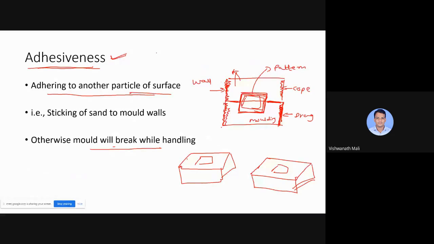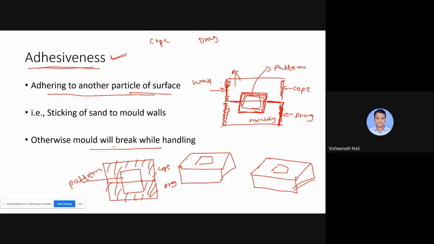Let's suppose we are using the split pattern, right? So what is the procedure? I will repeat this procedure once again. So this is the drag, right? Then this is our pattern with one part of the pattern. Then we keep another part of the pattern. Then we insert this cope, right? So here it is the cope and here is the drag. And here is our molding sand. This is our pattern.